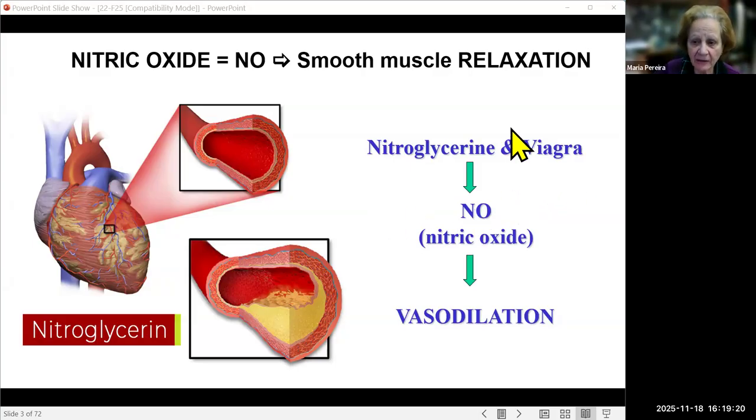The Viagra uses a different mechanism. It prolongs the life of nitric oxide, or the downstream cascade, the downstream events that are initiated by nitric oxide. But the final effect is the same, which is to increase the diameter of the blood vessels.